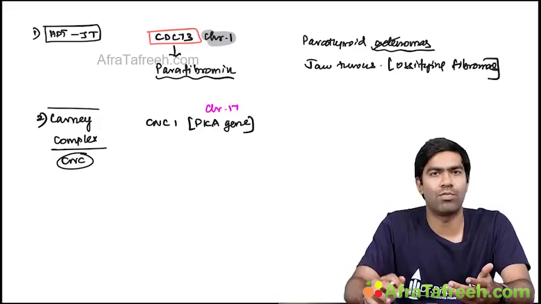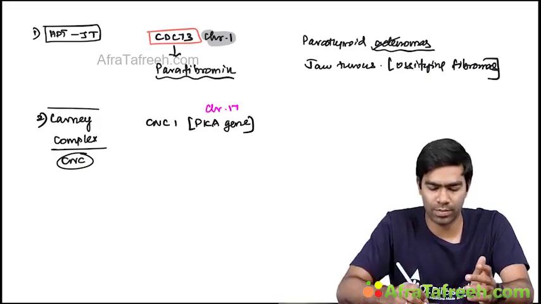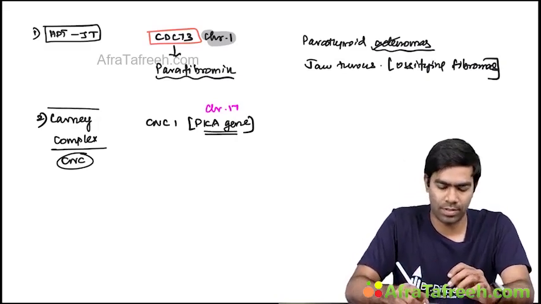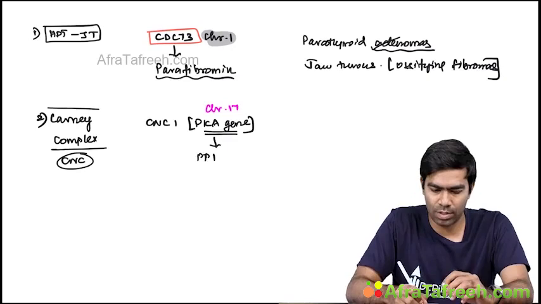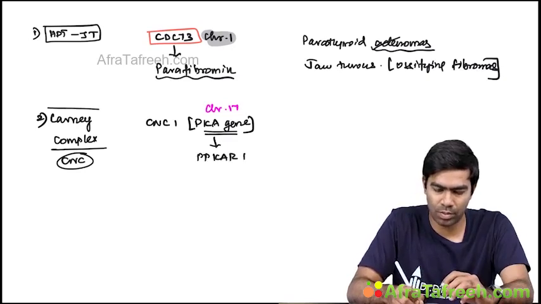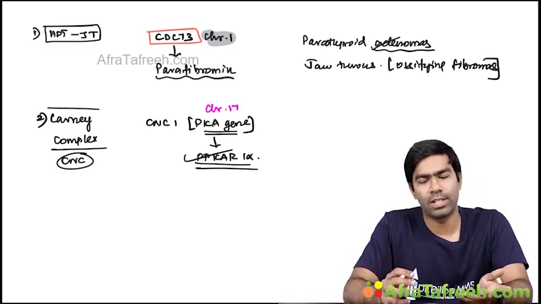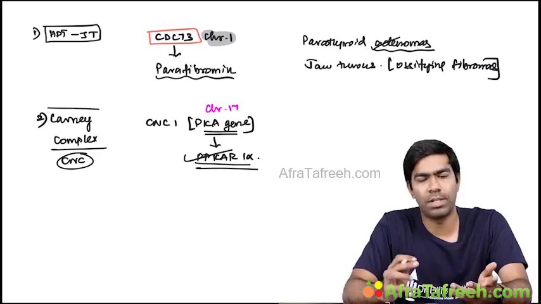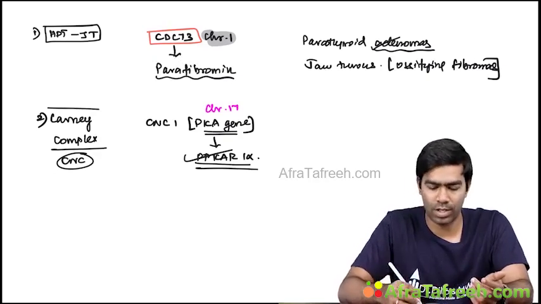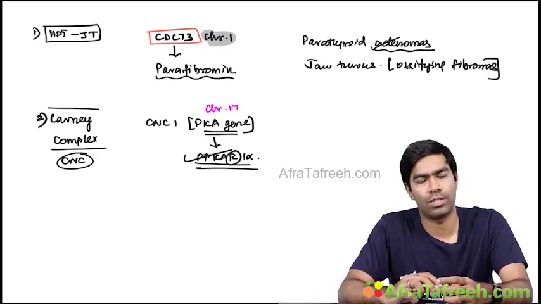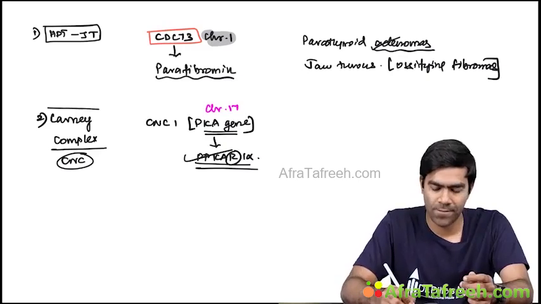The same as the NF1 gene. NF1 gene is also on chromosome number 17, and this protein kinase A gene is also on chromosome number 17. Remember, this is also referred to as PRKAR1 alpha. Clear? The protein kinase A gene only, but the other name for that is PRKAR1 alpha or protein kinase A regulatory subunit 1 alpha. So that is the mutation here, on chromosome number 17. What are the effects?